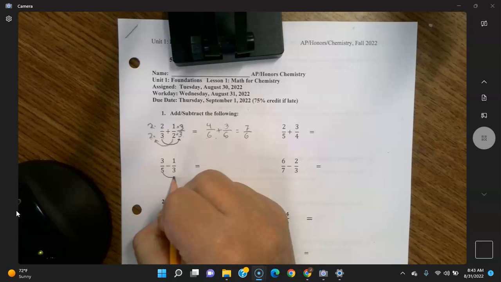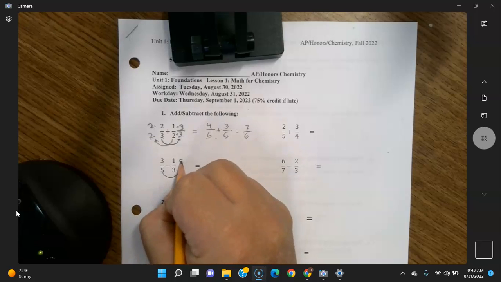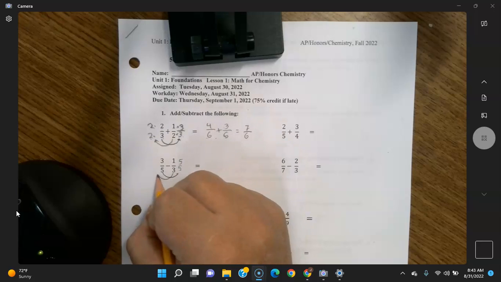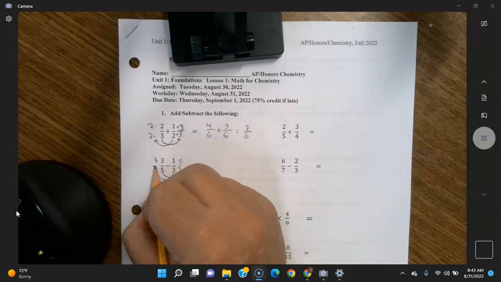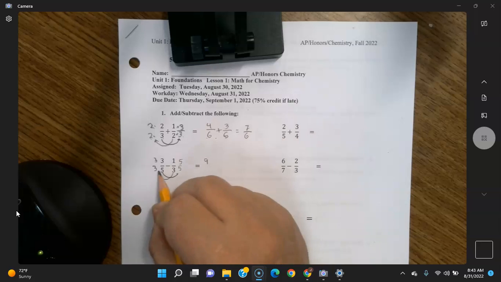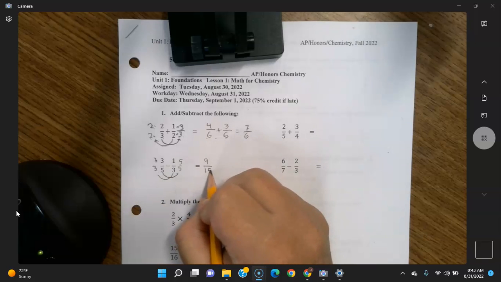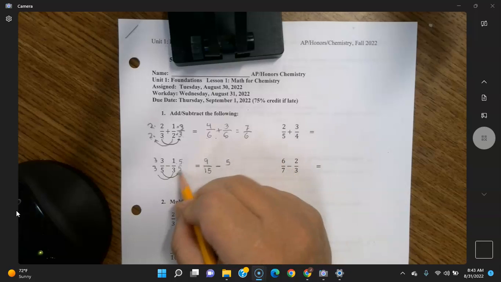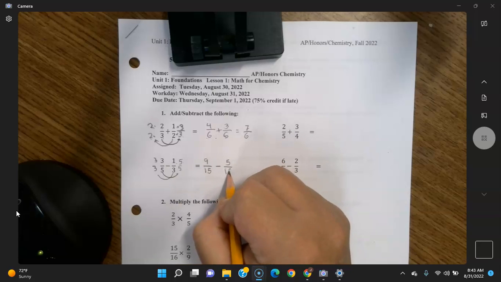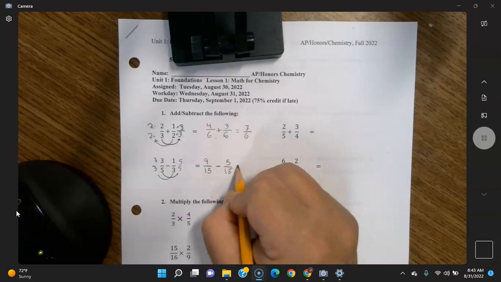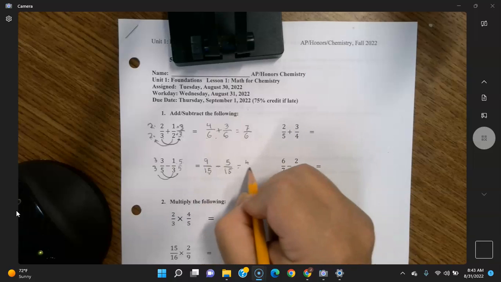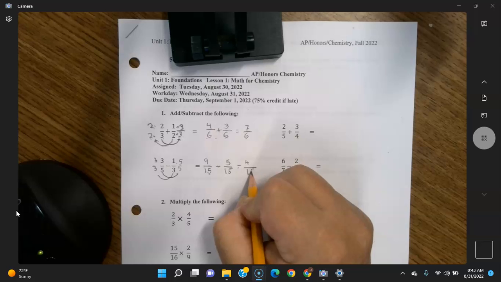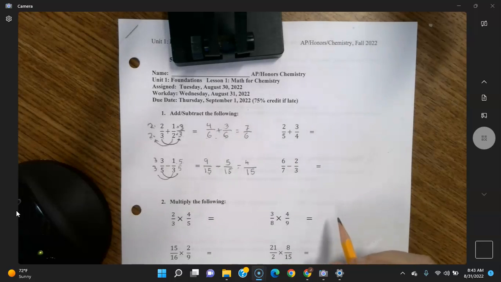Okay, same thing here. 3 times 3, 3 times 5, 1 times 5, 3 times 5. 9 minus 5 is 4, and again, you don't change the denominator, it stays as 15, so 4/15.